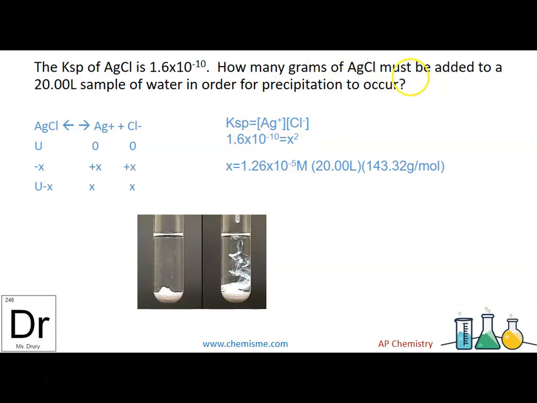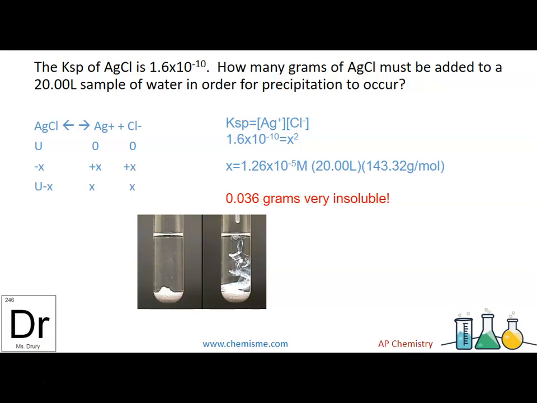But molarity times volume gives you moles, right? So I multiply by the 20 liters that they said I had. And I also multiply it by how much AgCl weighs on the reference table, so I can know how many grams I have. I know how many moles I have. I need to know how many grams I have. So AgCl weighs 143.32. And if I multiply across, you can also show this in dimensional analysis or however you need to show it. I got 0.036 grams dissolved.